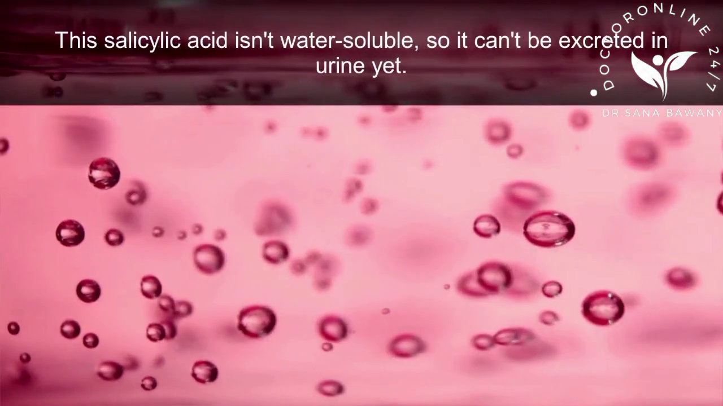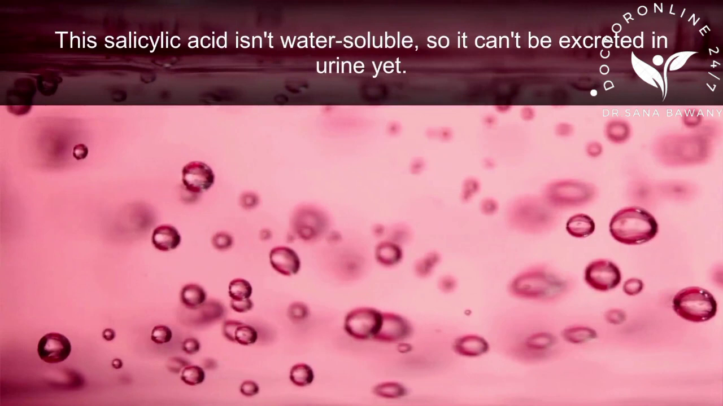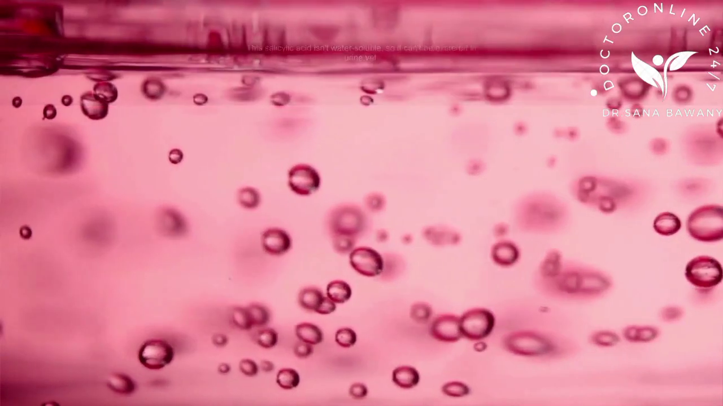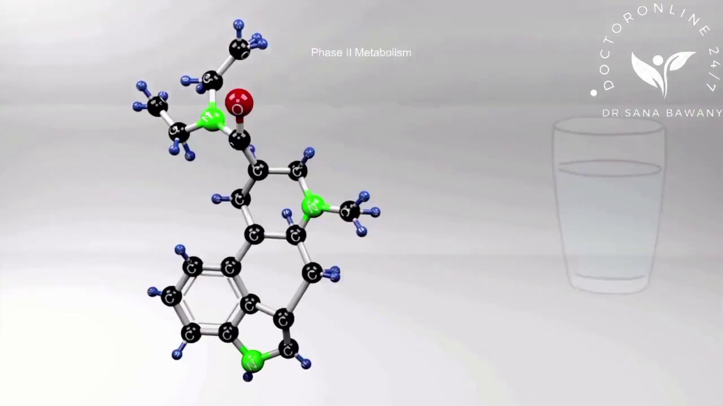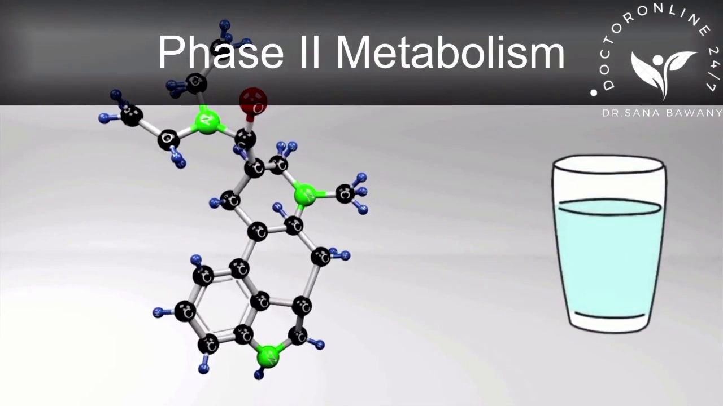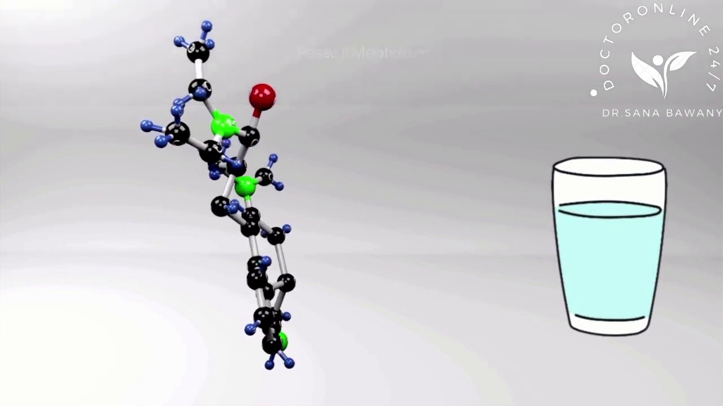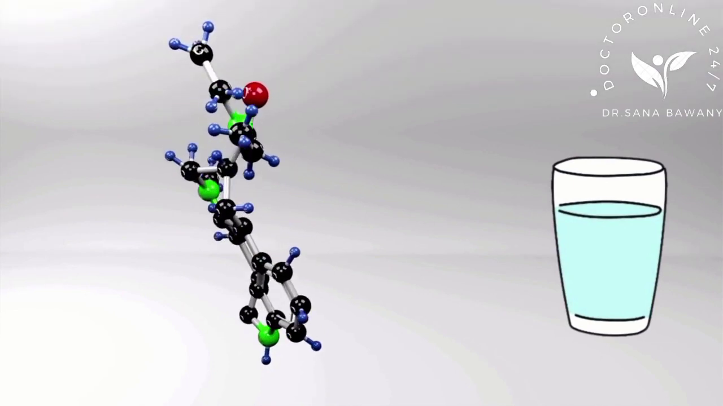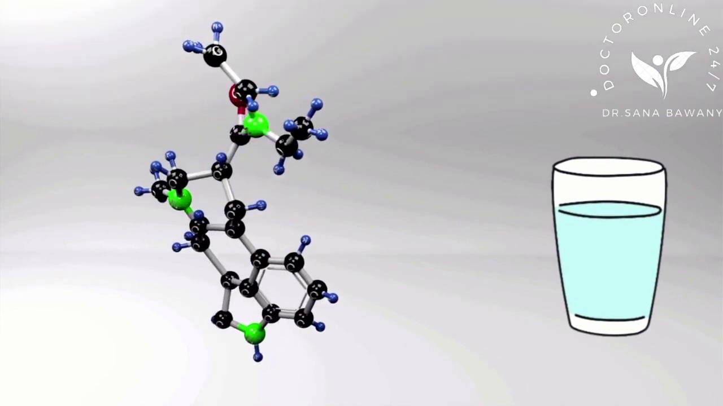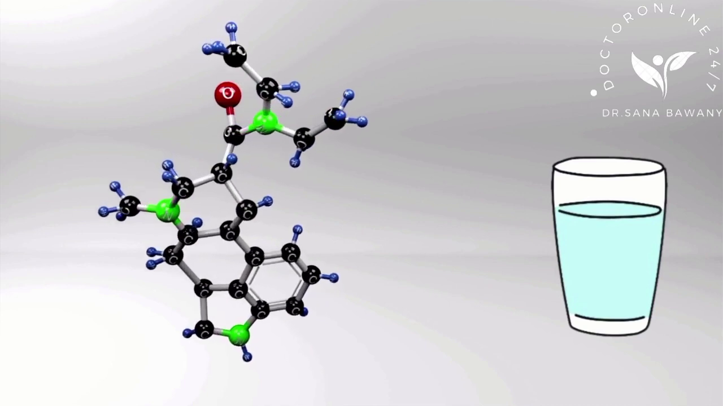This salicylic acid isn't water-soluble, so it can't be excreted in urine yet. Phase 2 metabolism: an ionized group is then added to the salicylic acid, forming a glucuronide, which is water-soluble, and can be excreted in urine.